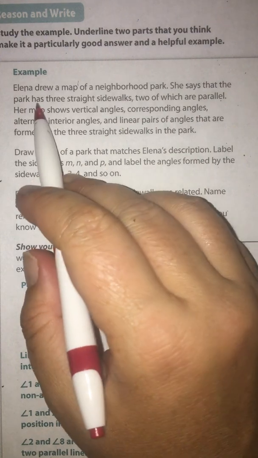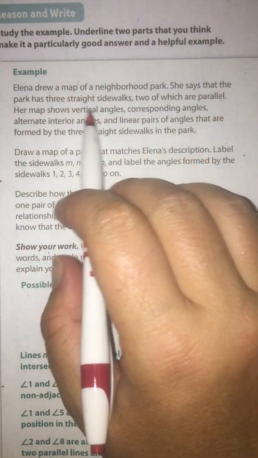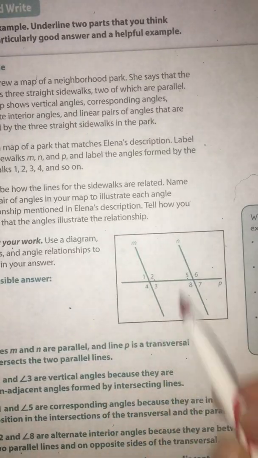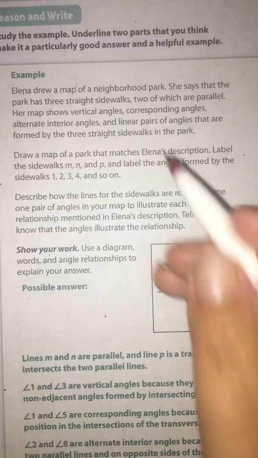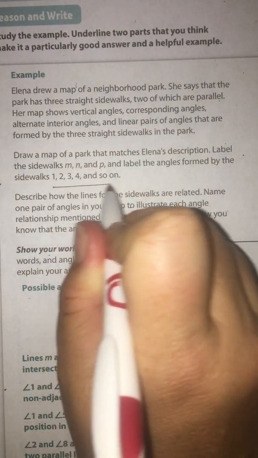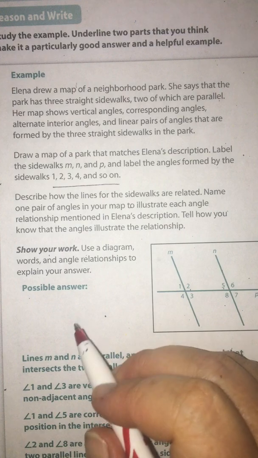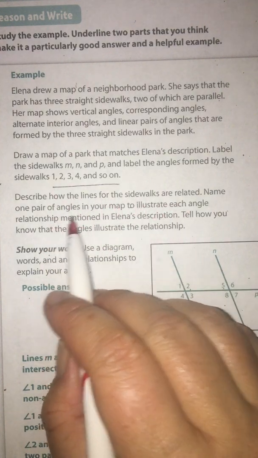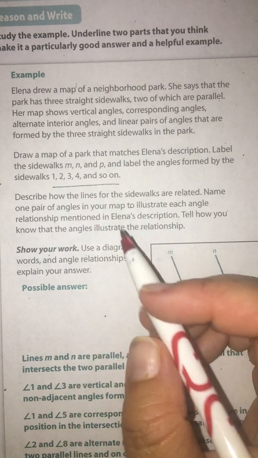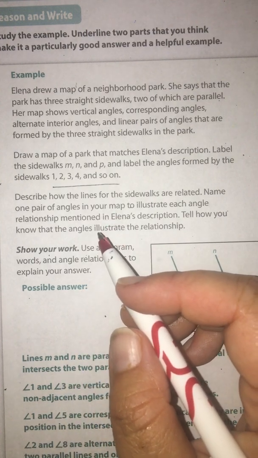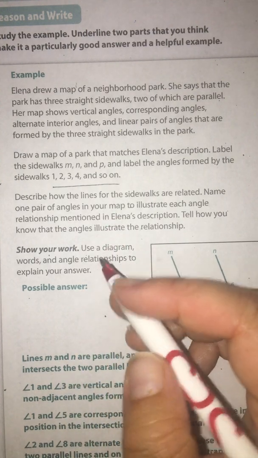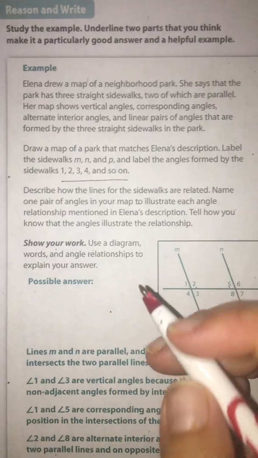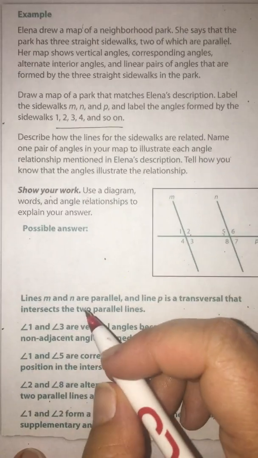So it says she drew a map of the neighborhood park, she's got the sidewalks, she's showing what's parallel, what's not parallel, okay? And then they're forming all these different angles, and to figure out, describe how the lines are related. Name one pair of angles, okay? So we're talking about all these different angles that we just learned about: alternate interior, vertical, supplementary, complementary. We're going to be using that in our example.